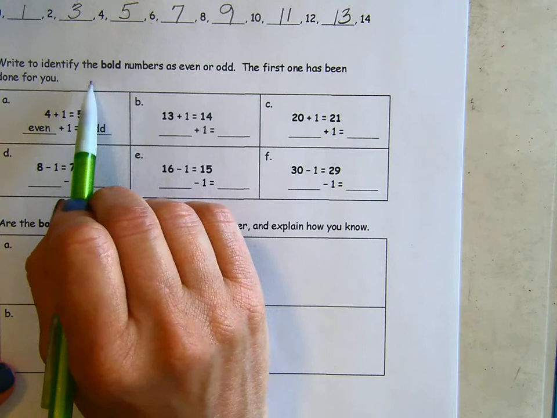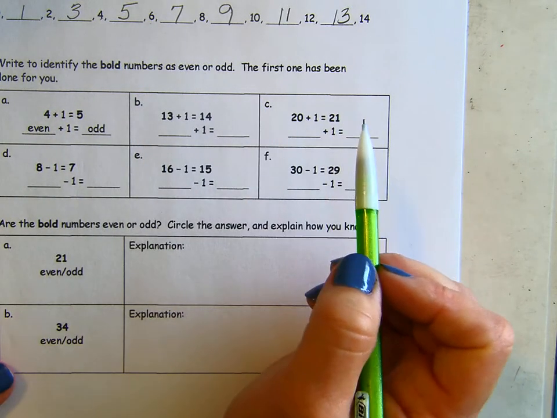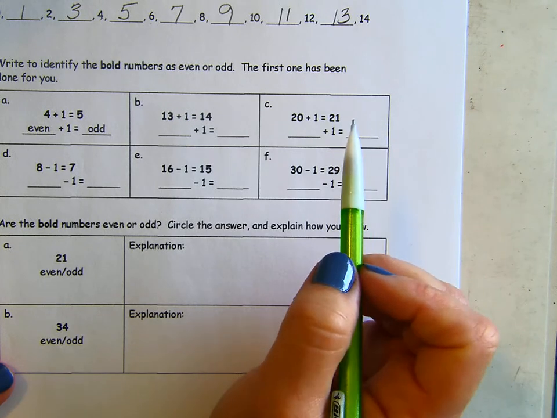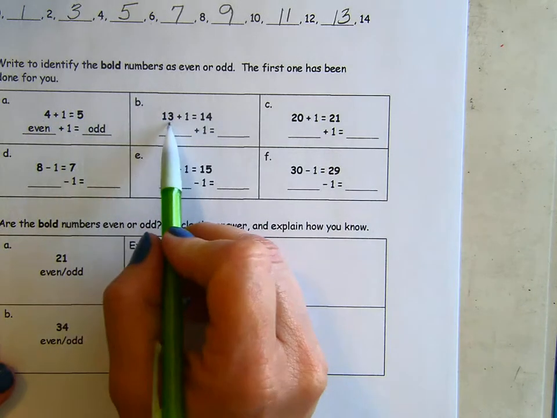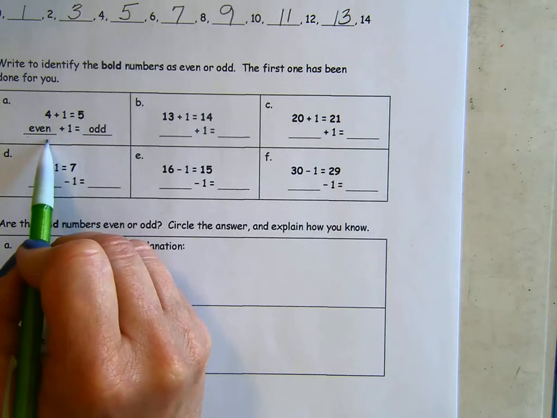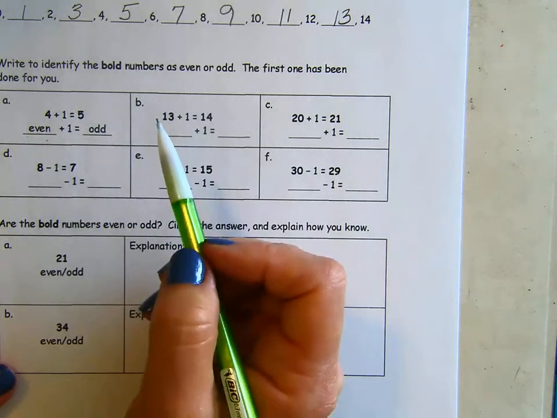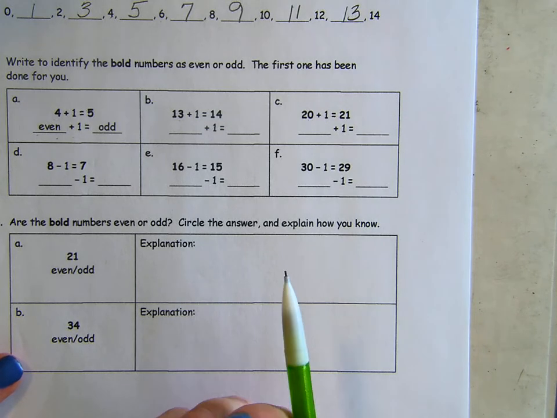Okay, so write to identify the bold numbers as even or odd. The first one has been done for you. So the first and last numbers are the ones that are bolded. So here they have 4. That's an even number. Add 1 to it, you get 5, and 5 is odd. When we add 1 to an even number, we get an odd number. When we subtract 1 from an even number, we get an odd number.